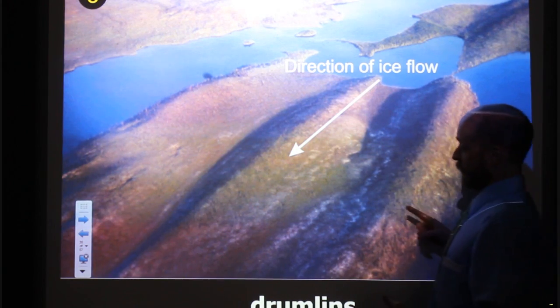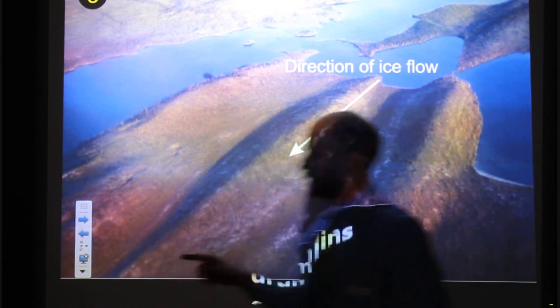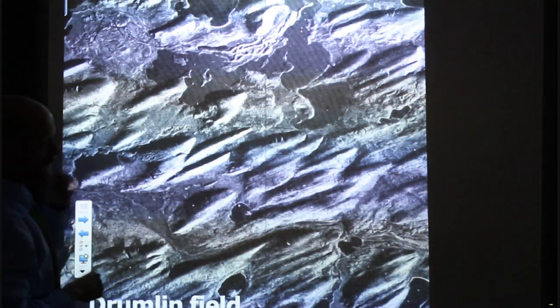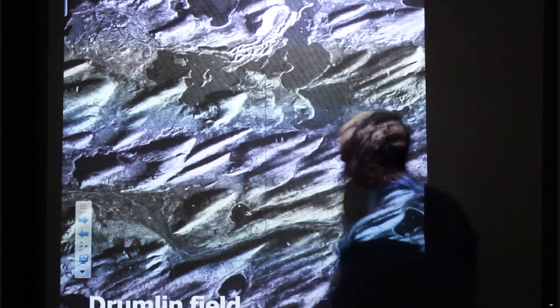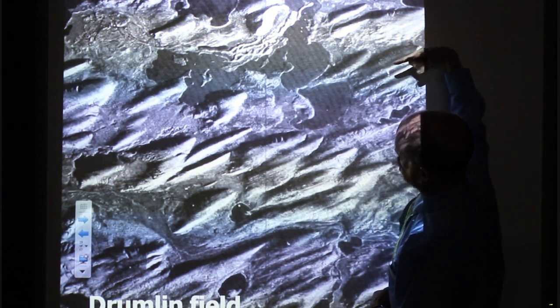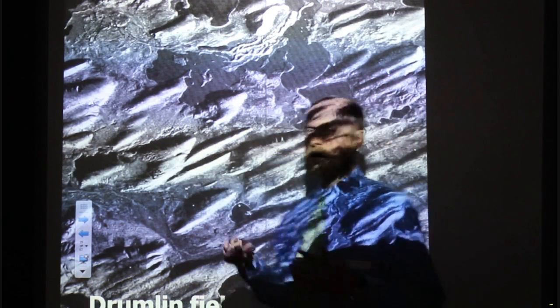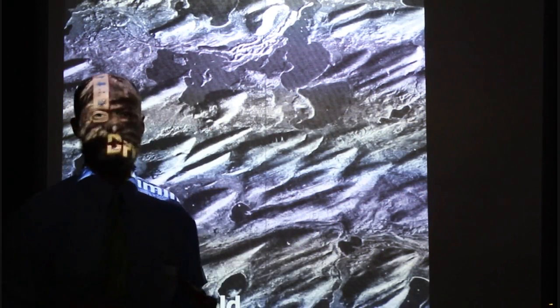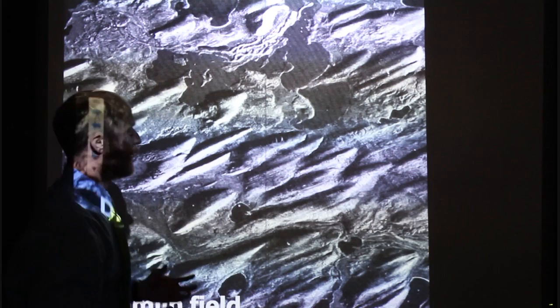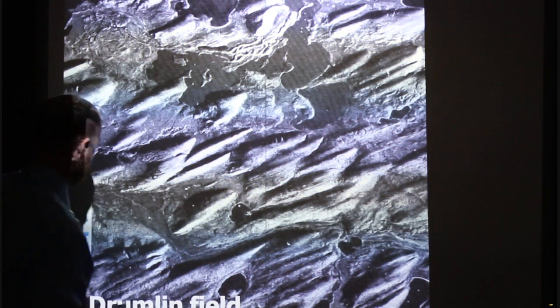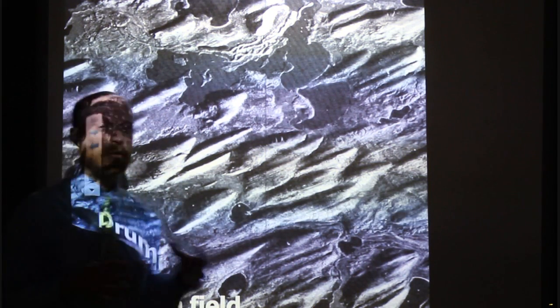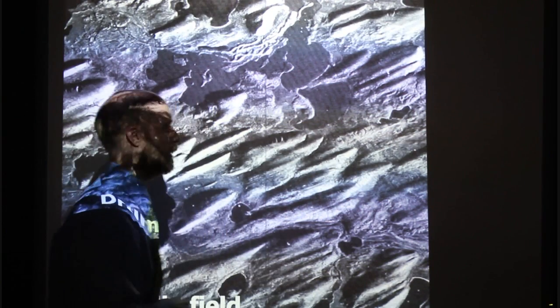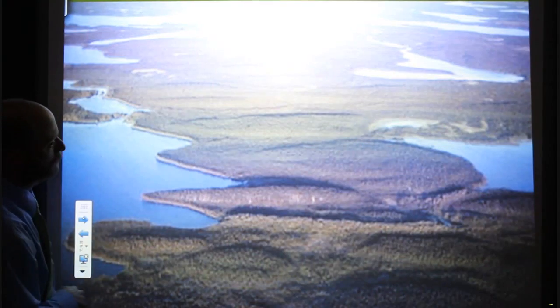Again, as I said, the glacier ice was not moving that way. Here we see some more, and we see that the direction of the glacier was most likely this way. And these are continental glaciers that form these for the most part. And you see large fields of them, where sometimes there could be thousands of them together. Very cool. Here are some more.